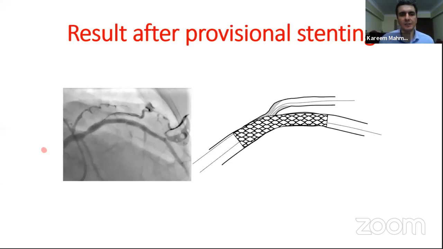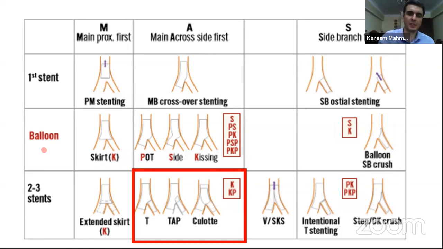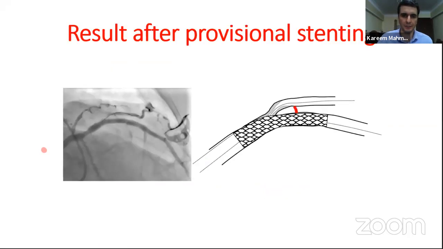and we decided to fix this side branch in some lesions, to treat this type of lesion, we can choose between the TAP or Culotte, or maybe, of course, the kissing balloon inflation if we decided to do just balloon inflation. However, if we decided to put a stent, we will deal with this lesion by TAP or Culotte technique.